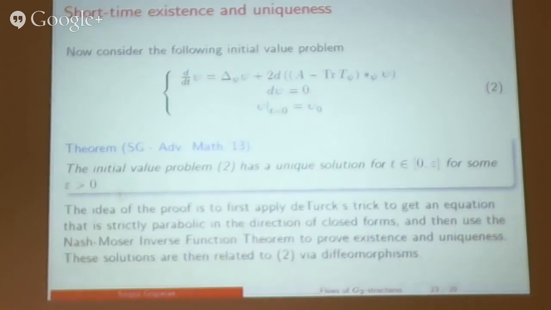All right. So the idea of the proof of existence and uniqueness is that we first apply the same kind of trick used for Ricci flow. So we apply the DeTurck trick. So we add on that extra Lie derivative term, and so we get an equation which is strictly parabolic in the direction of closed forms. But then we also have to apply the original theorem which Richard Hamilton used for Ricci flow, which is the Nash-Moser inverse function theorem.